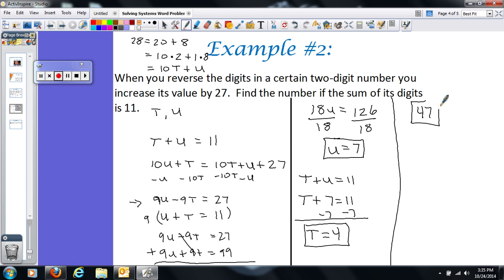Okay? And I can always check my answer and plug in 9 times 7 minus 9 times 4, and that should equal 27. And that would be an easy way for me to check my answer and find out if it's true.